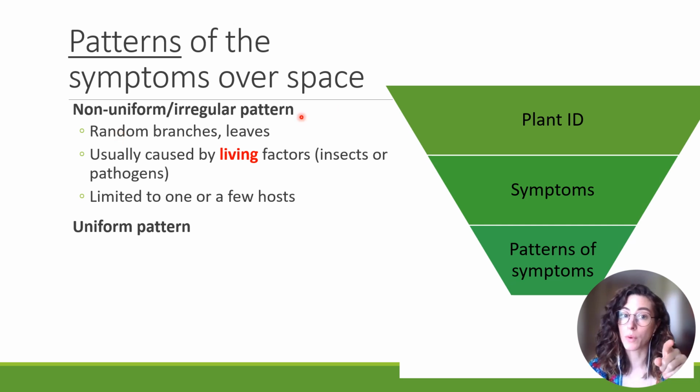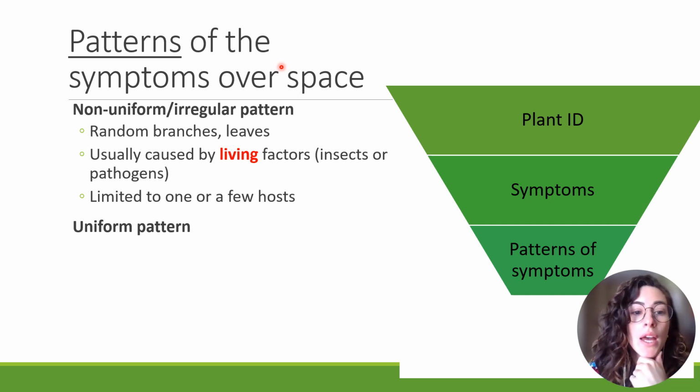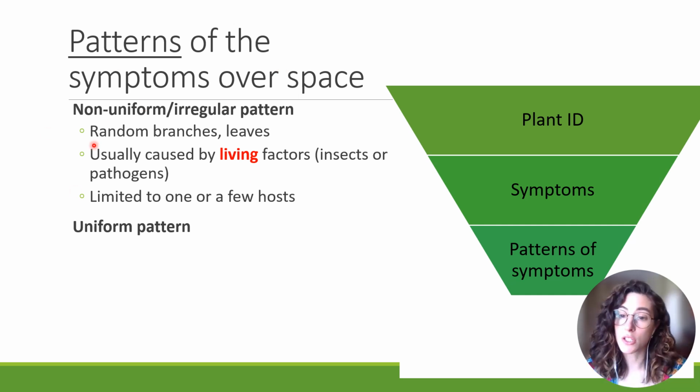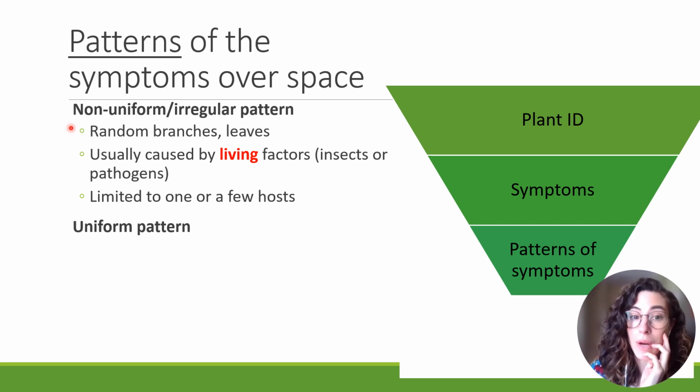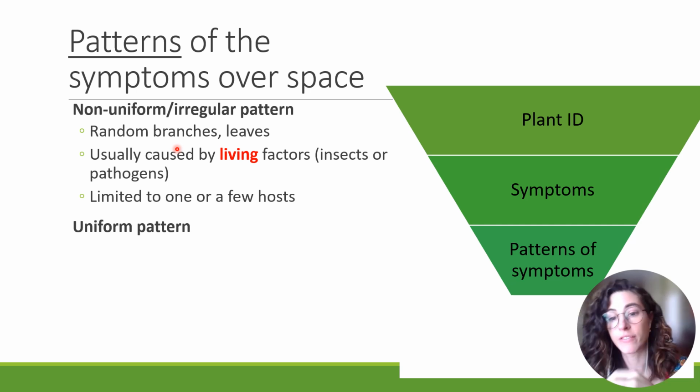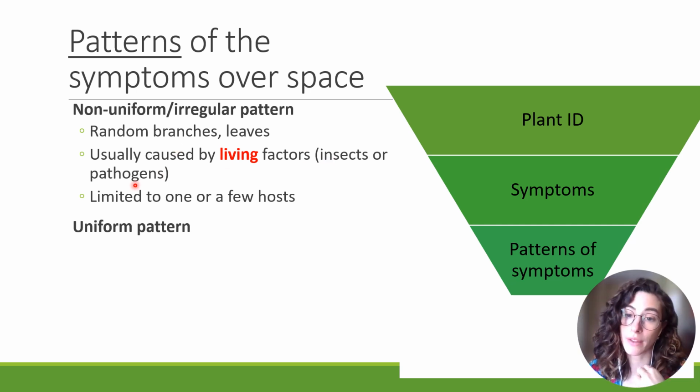It's very important when we're talking about patterns over space. We're talking internal canopy as well as across the whole landscape. And typically, whenever we see irregular or random things showing up in a landscape or in the canopy, it's usually caused by a living factor, aka a biotic factor, like insects or pathogens.